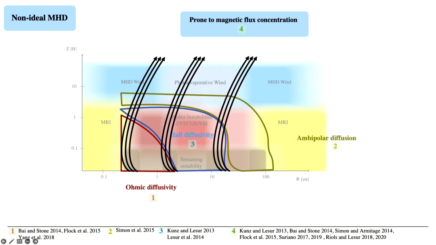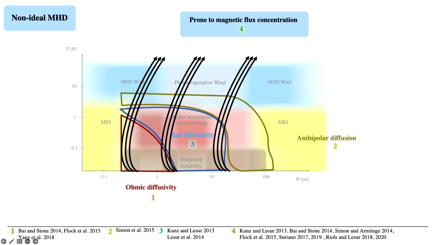What is also important is that these regimes are prone to magnetic flux concentrations. What does it mean? It means that you can create strong perturbations in the surface density, and in this gap you can have very magnetized regions. So magnetic flux is really concentrating because of the changes in the magnetic resistivity terms.